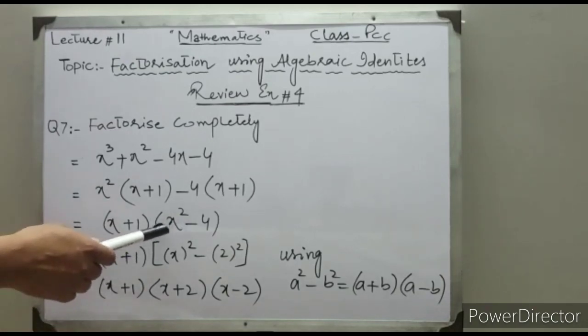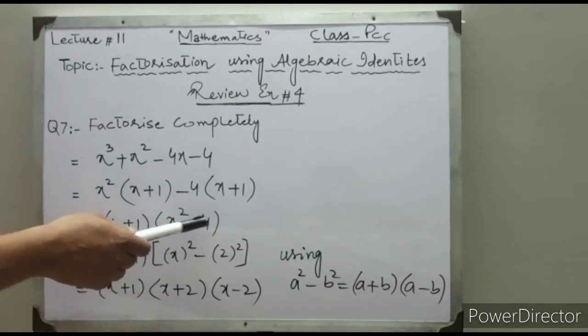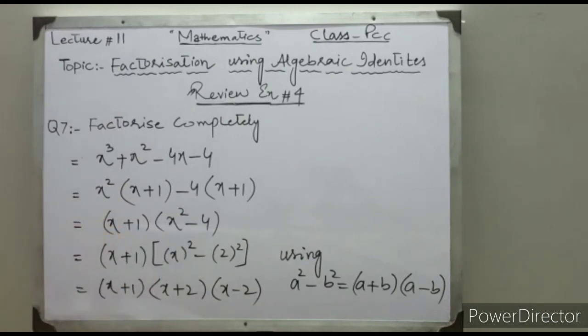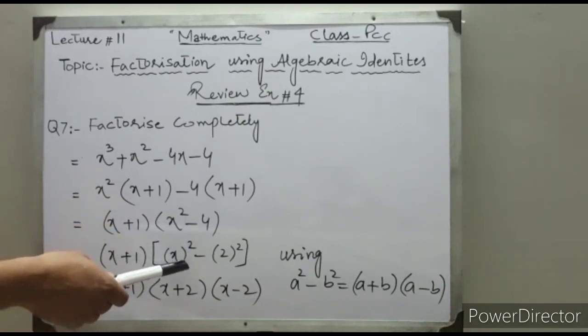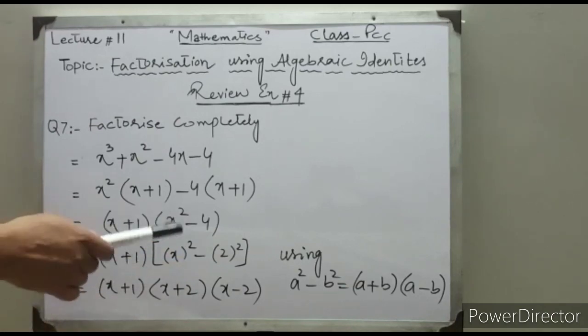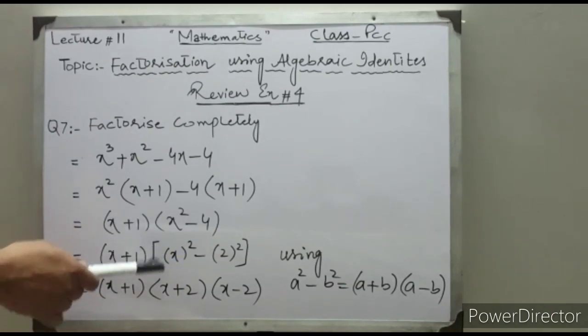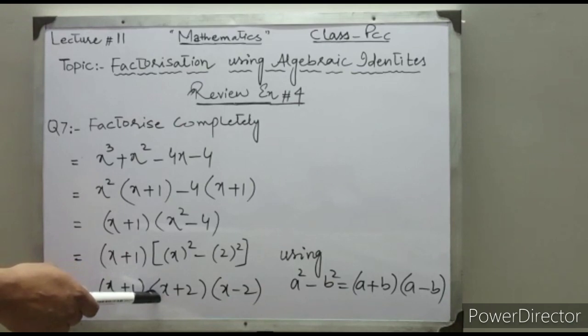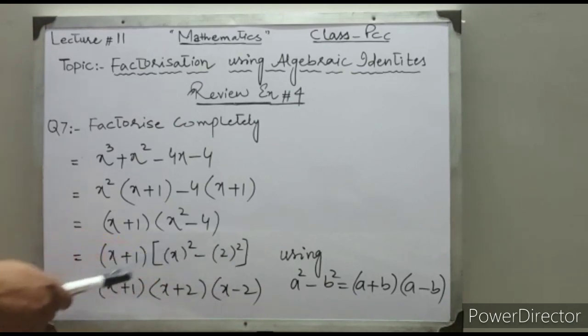We can write this as x square minus 2 square. Now by applying the third identity, which is the difference of two squares, a square minus b square is equal to a plus b into a minus b. Apply this identity on this. So we get x plus 2, x minus 2. So the final answer will be x plus 1, x plus 2 into x minus 2.